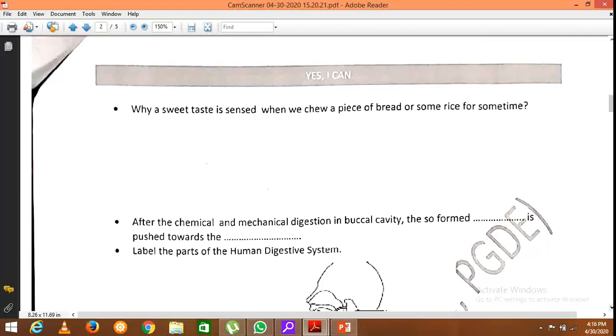Saliva, which is secreted by the salivary glands, contains salivary amylase or the ptyalin enzyme. And this salivary amylase or ptyalin converts starch into maltose. You know, maltose is a disaccharide and it is also a type of sugar. As maltose is sweet in taste, we feel the sweet taste.